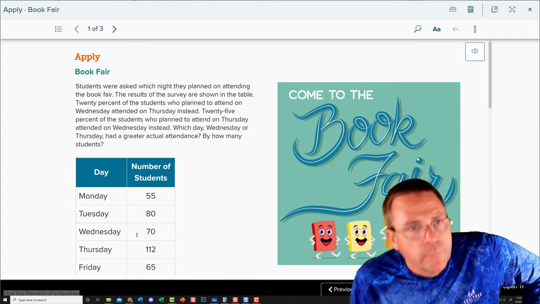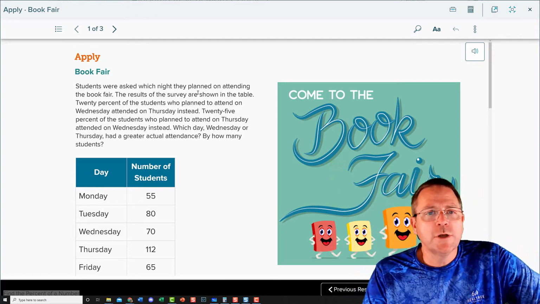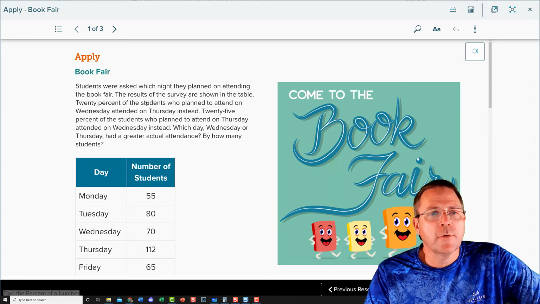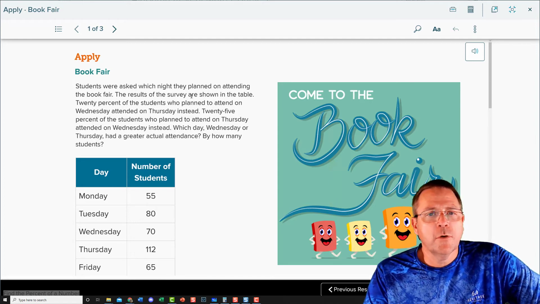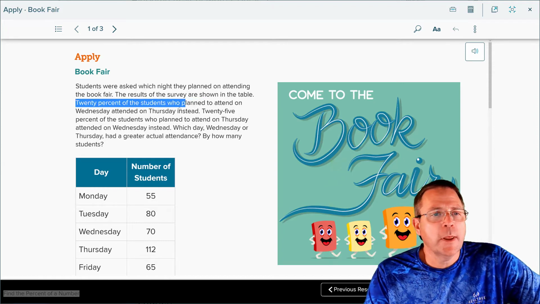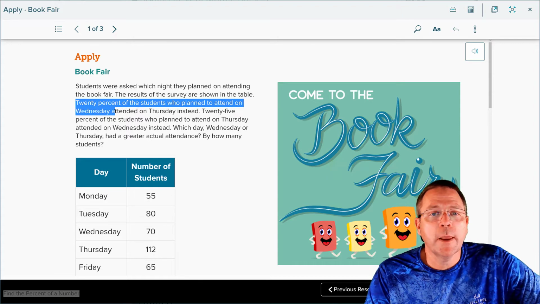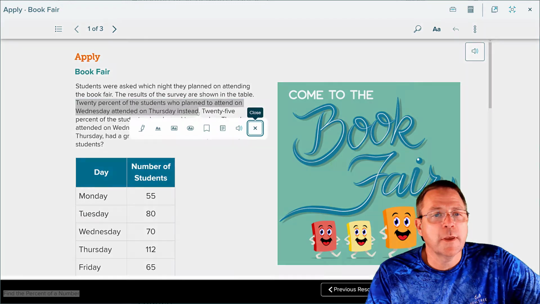Alright, let's take a look. Students were asked which night they planned on attending the book fair. The results of the survey are shown in the table. 20% of the students planned to attend on Wednesday, attended on Thursday instead.